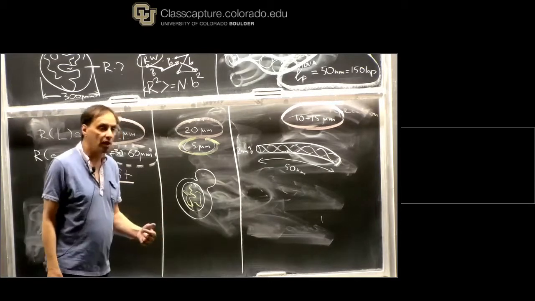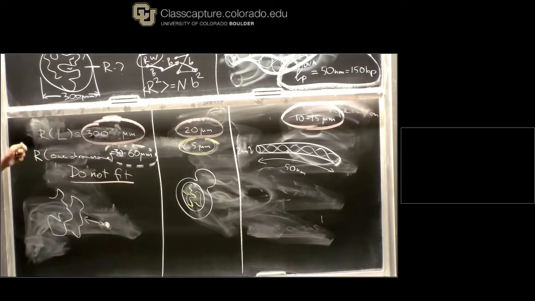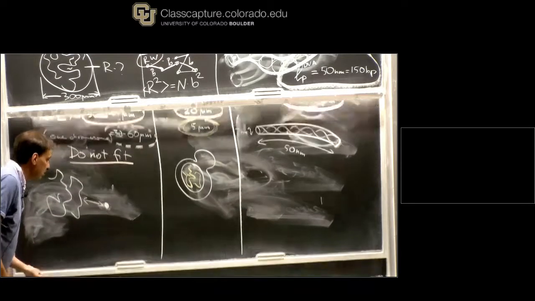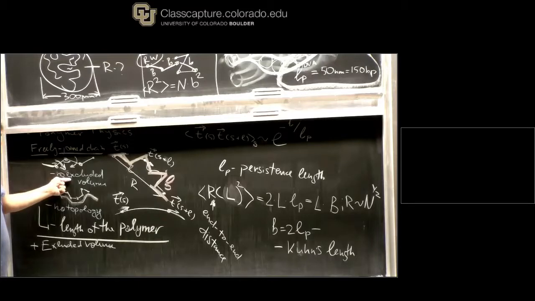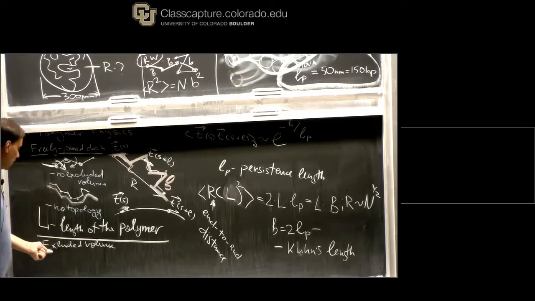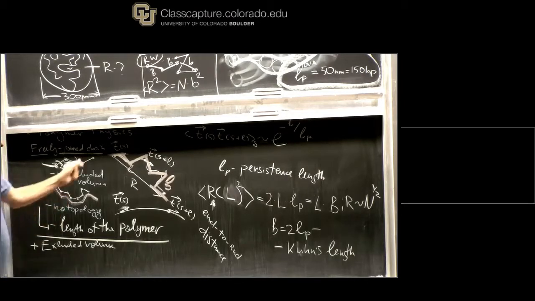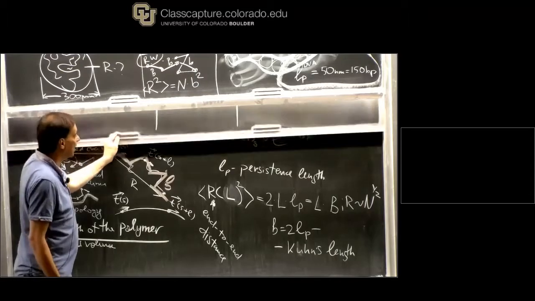In doing so, we continued using this approximation. We disregarded the excluded volume. In reality, there is excluded volume of DNA, which would make DNA swell. It would make it worse, exactly.